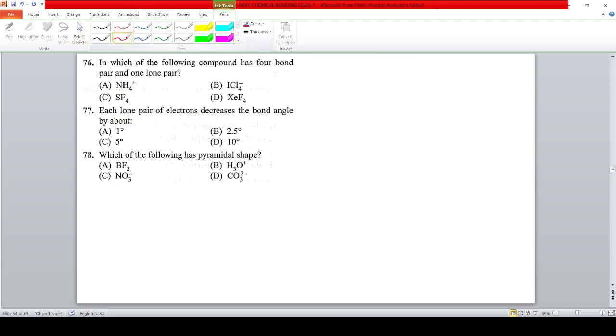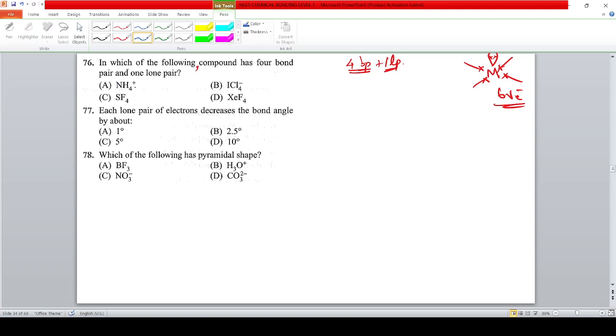Question number 76. In which of the following compounds has 4 bond pairs and 1 lone pair. Listen, 4 bond pairs means the atom should be surrounded by 4 bonds. That means this atom has 4 valence electrons, and 1 lone pair. That means M has in total 6 valence electrons. The central atom has 6 valence electrons.